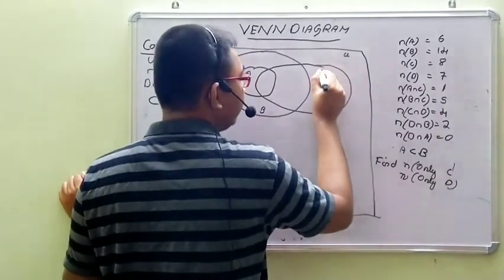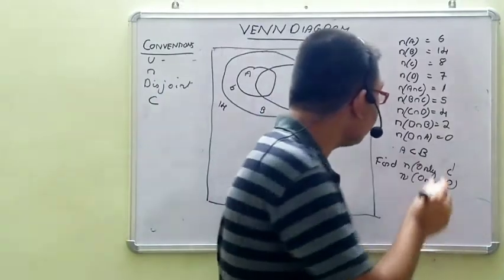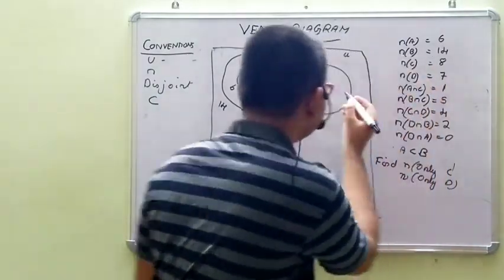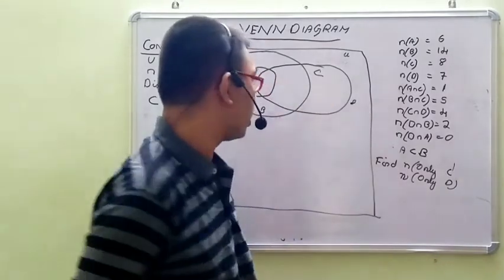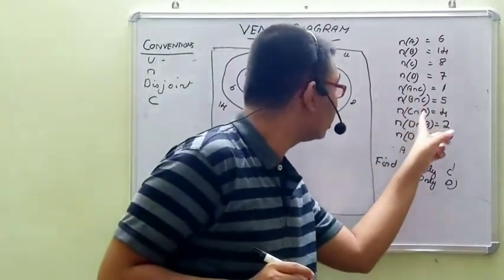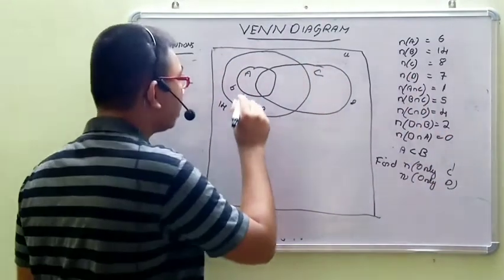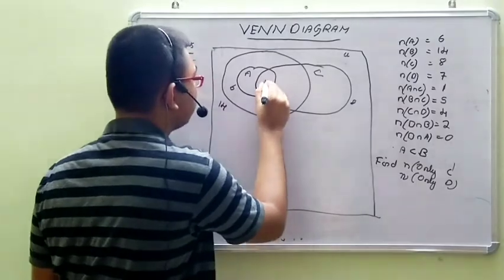Okay, this will be C. And n(C) will be how much? 8. And this thing we are writing here because it is on the right side. Now, A intersection C is 1. So we will write it like this. A intersection C is this part and this is 1.